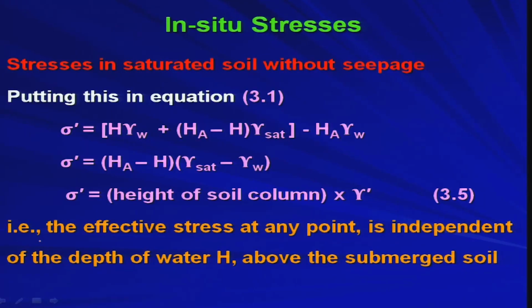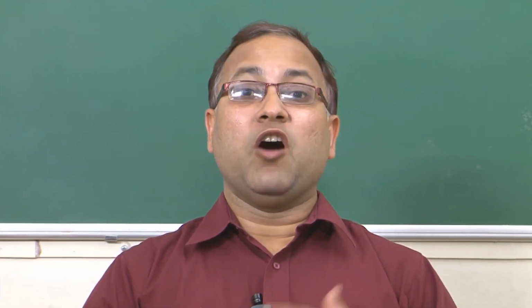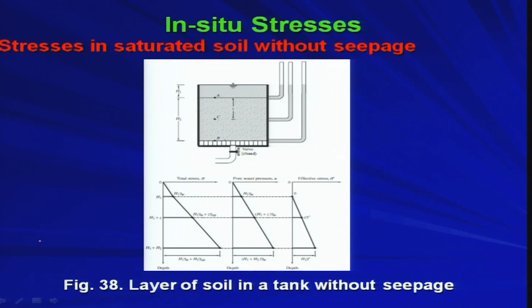We have seen that the effective stress at any point is independent of the depth of water above the submerged soil. So, if you have the submerged or saturated soil, the effective stress is not dependent on how much water you have on top of the soil deposit. It is completely independent of the water level or water depth. Effective stress is basically the sole property of the soil grain contact point stress. Now we will see that if you have saturated soil, and there is no seepage happening in the soil deposit or sample, how we can find out the different components of stresses.